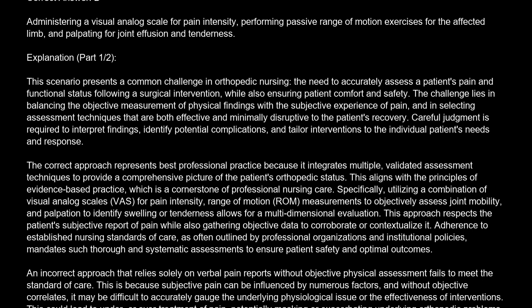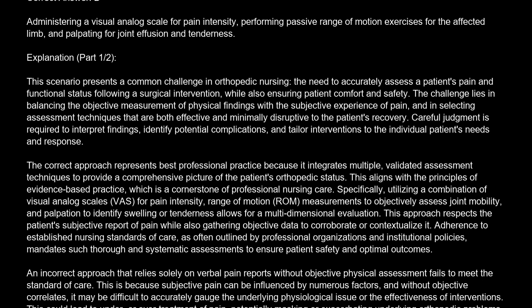Explanation. This scenario presents a common challenge in orthopedic nursing: the need to accurately assess a patient's pain and functional status following a surgical intervention, while also ensuring patient comfort and safety. The challenge lies in balancing the objective measurement of physical findings with the subjective experience of pain, and in selecting assessment techniques that are both effective and minimally disruptive to the patient's recovery. Careful judgment is required to interpret findings, identify potential complications, and tailor interventions to the individual patient's needs and response.